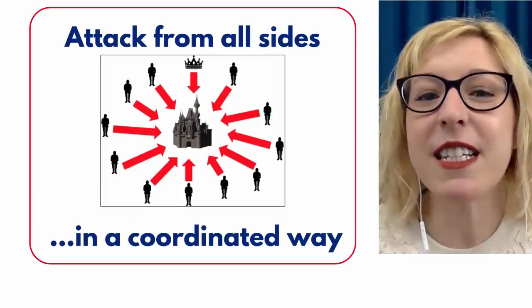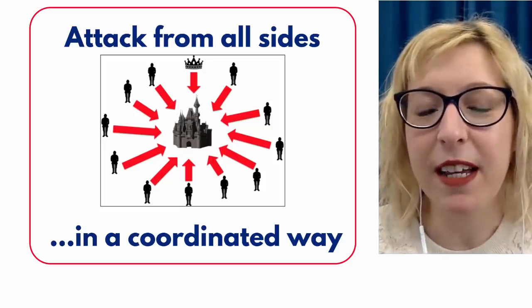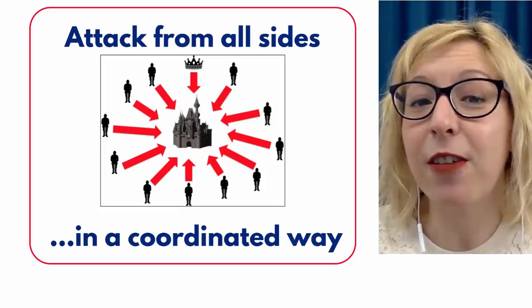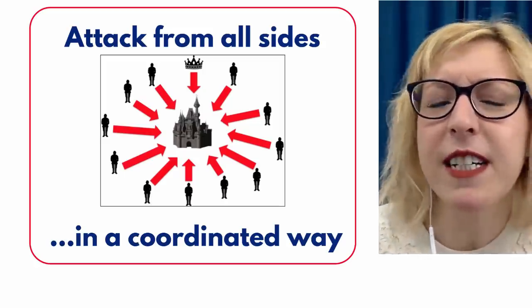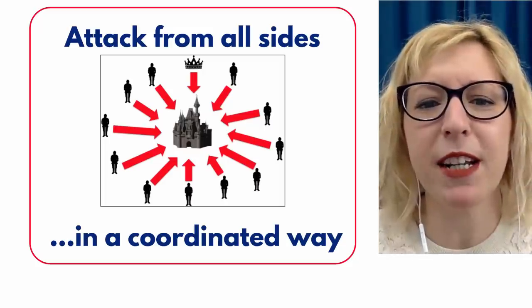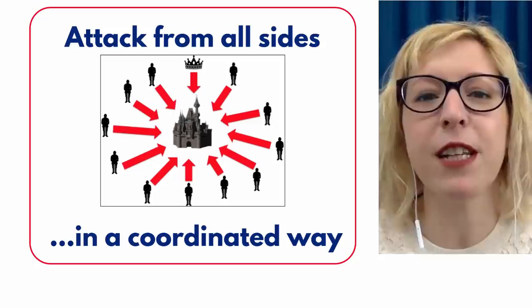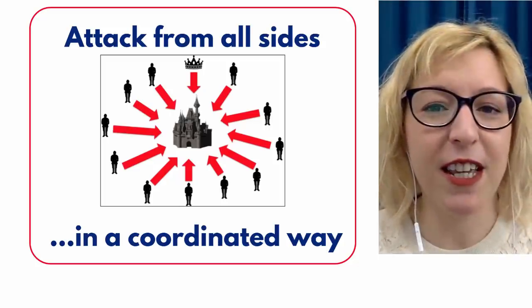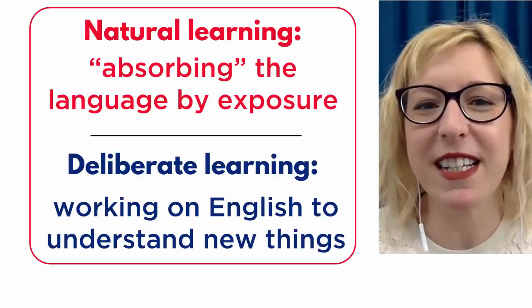Now, the first thing is we need to attack it from all sides in a coordinated way. In lesson 1, we saw how just doing a bunch of random activities like a little bit of Netflix, a little bit of Duolingo, a little bit of grammar exercises, but in a very random way, is not the best approach. So we're going to really coordinate everything to really attack your English problem from all sides.